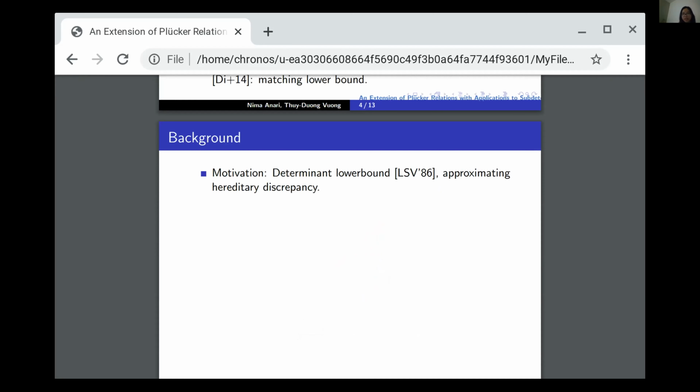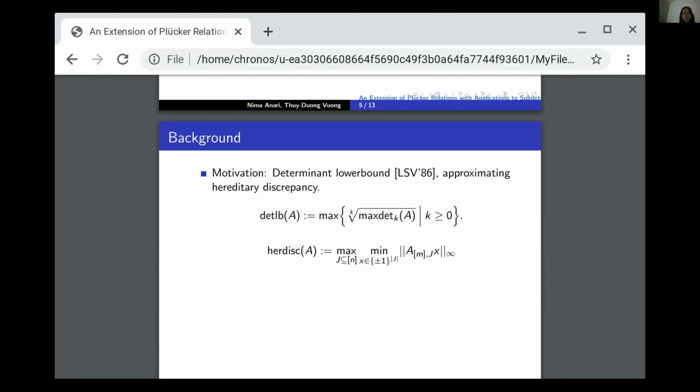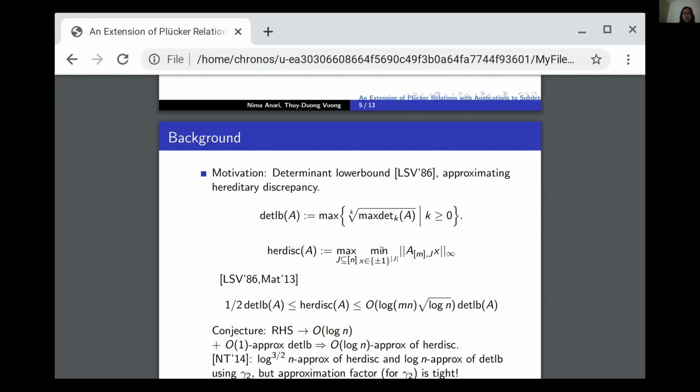The main motivation for studying the general case is to approximate the determinant lower bound of hereditary discrepancy. Specifically, we want to get a constant approximation of the determinant lower bound and an O(log n) approximation for the hereditary discrepancy. These two quantities are very important in discrepancy theory. I will just give the formula here.